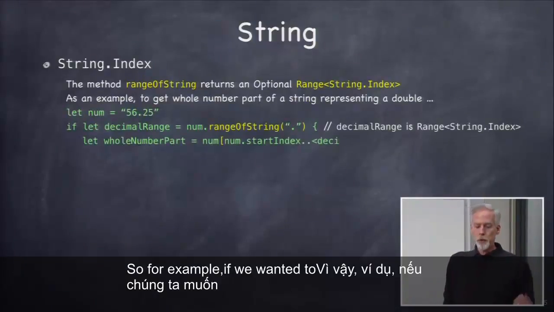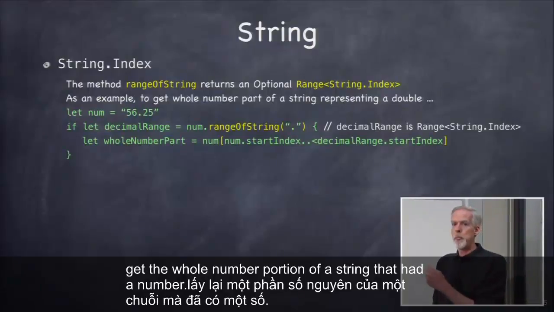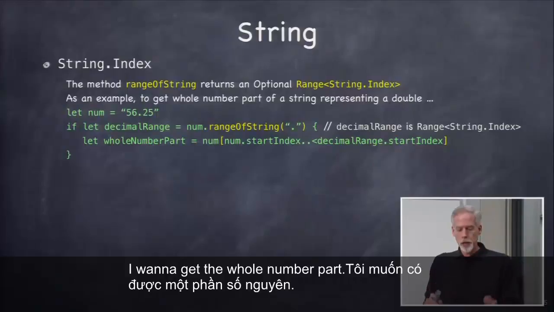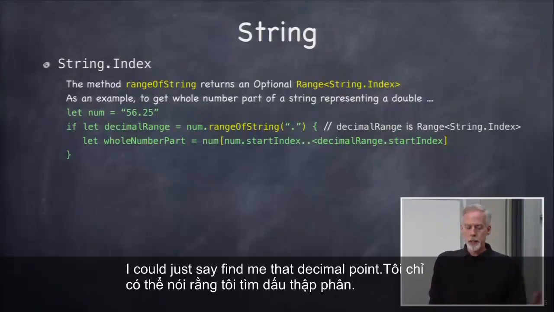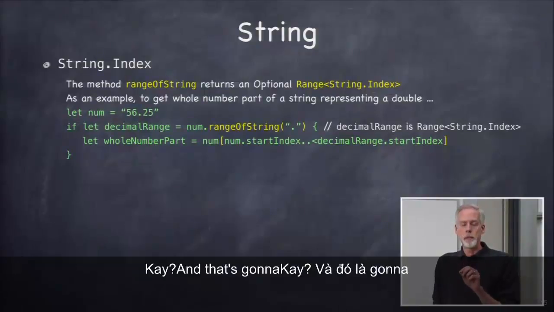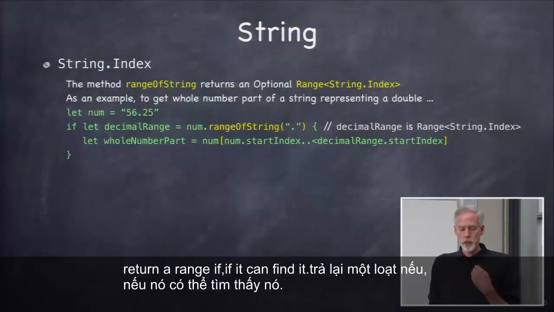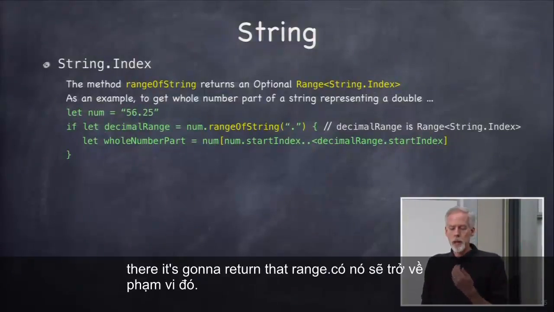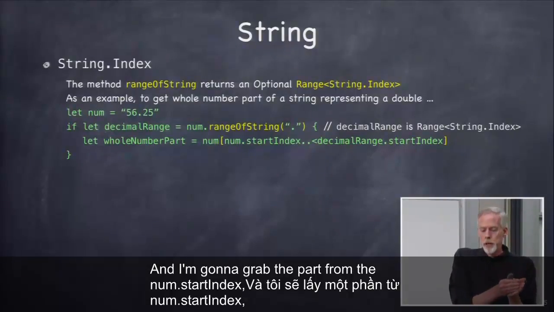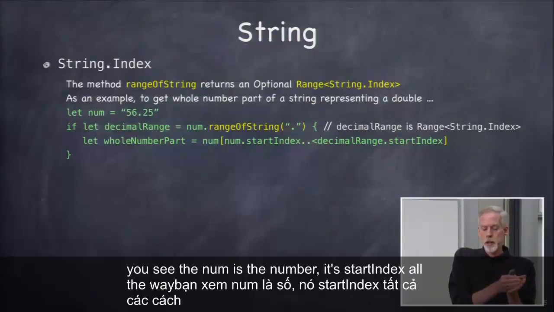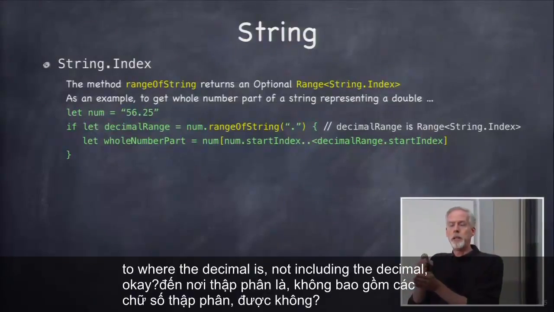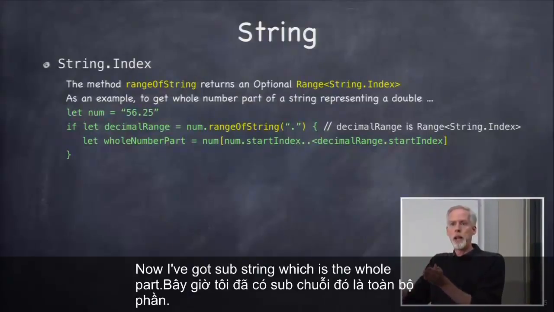So for example, if we wanted to get the whole number portion of a string that had a number, so I have, let's say, 56.25 as a string, I want to get the whole number part, I could just say, find me that decimal point, and that's going to return a range, if it can find it, if there's a decimal point in there. And I'm going to grab the part from the num's start index, you see the num is the number, its start index, all the way to where the decimal is, not including the decimal. Okay, now I got the substring, which is the whole part.